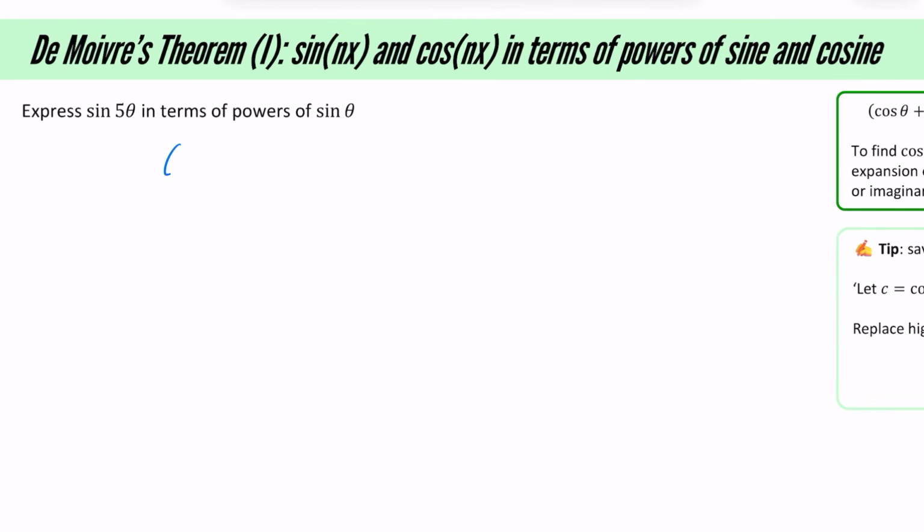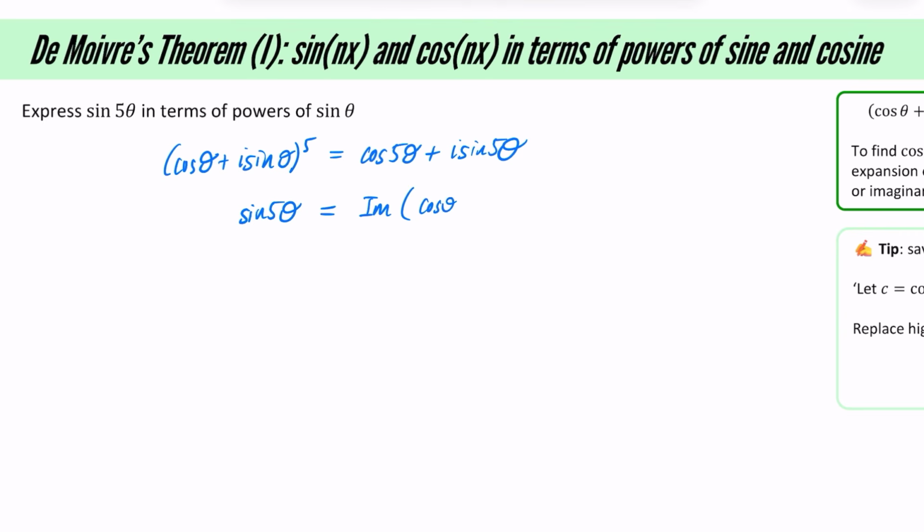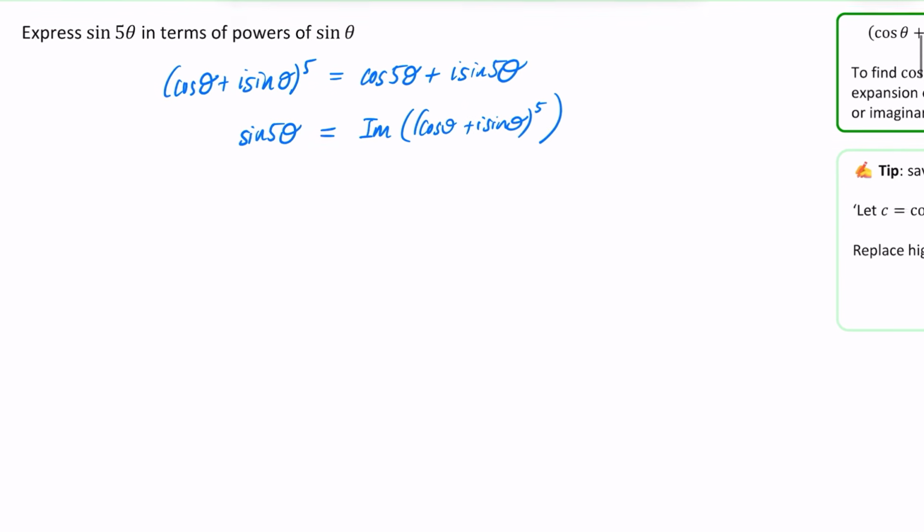So I know that (cos θ + i sin θ)^5 is equal to cos 5θ + i sin 5θ. Now that I've got this expression, I know that sin 5θ, the thing that I'm looking for, is going to be the imaginary part of (cos θ + i sin θ)^5. So I'm going to do the expansion on (cos θ + i sin θ)^5.